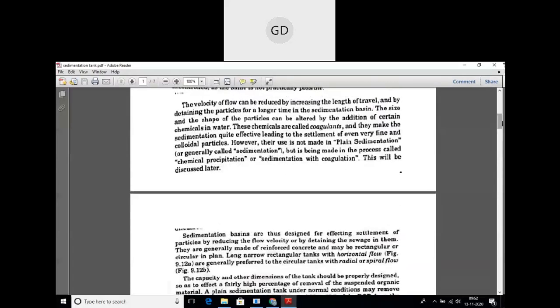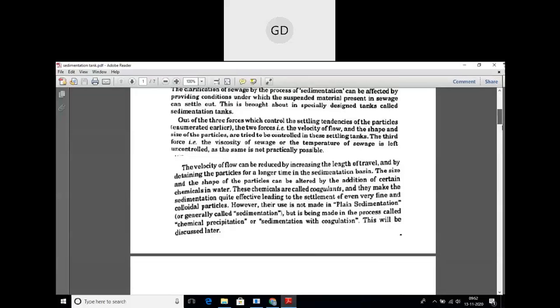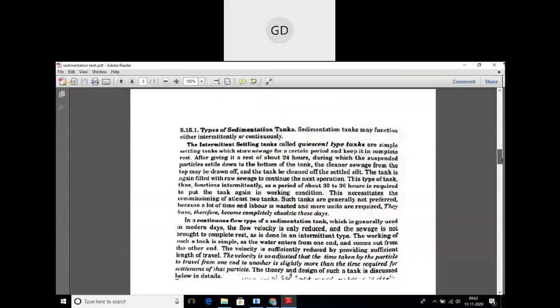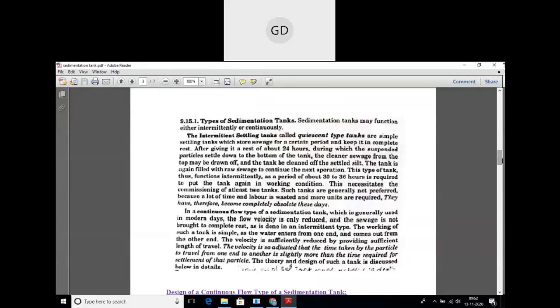Next is the types of sedimentation tanks. There are sedimentation tanks according to shape.